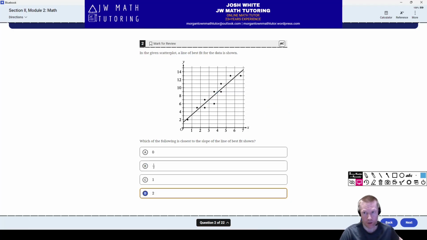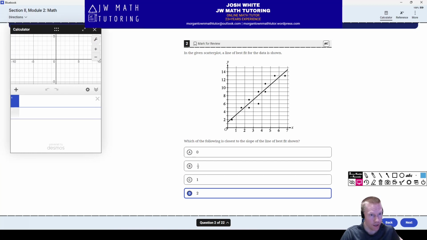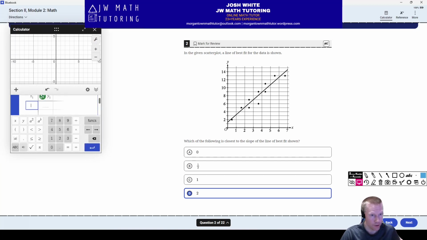Now, if you weren't sure of that, if you wanted to check, well, you could just go to Desmos and you basically do the same thing. Create a table, and you're going to pick 2 points. So (3, 7), and you pick another point that looks like (4, 9). Again, I'm just going to use those same points.